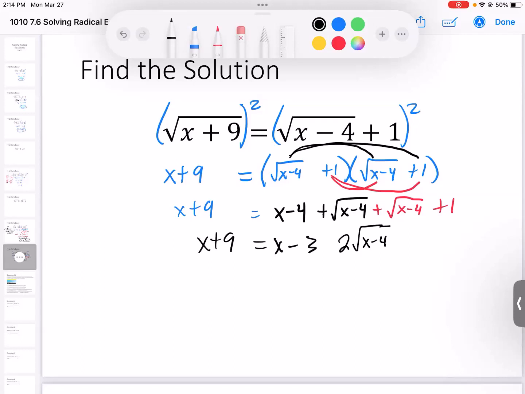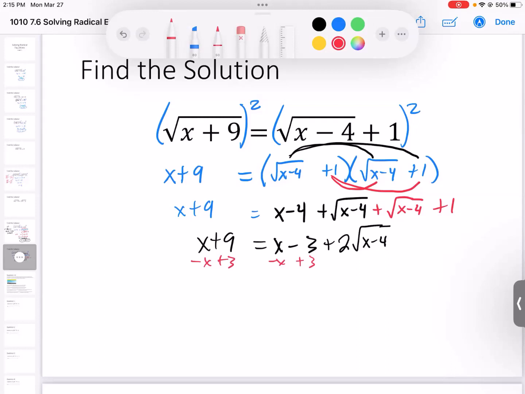Okay, now in order to figure out what x is, I need to get x by itself. And I have multiple x's here, but the main issue is I still have a square root in here. And so to fix this, oh, and this should be a positive too, sorry. So to fix this, I'm going to get everything that's not the square root term on the other side. So I'm going to subtract x and add 3 to both sides.